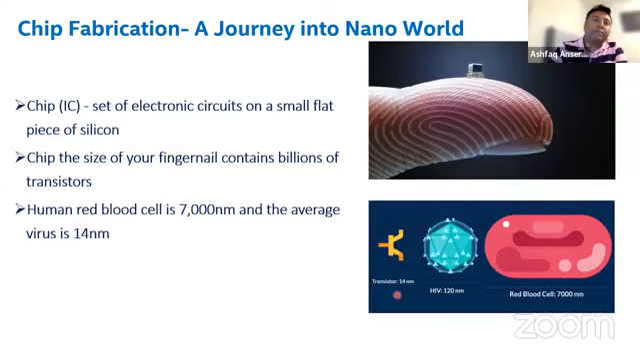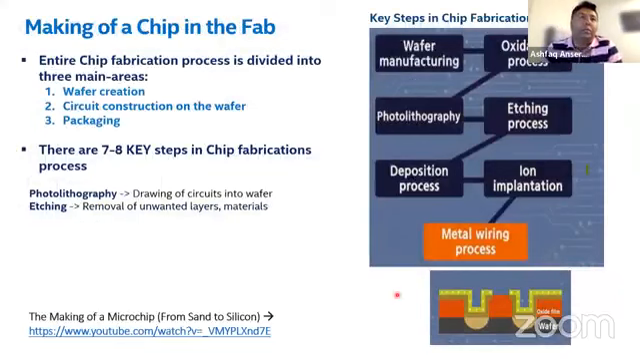the clean room. So let's talk about the fabrication steps, what we do in the clean room. Overall, in our fab structure, we create a wafer, and then we create a circuit on the wafer surface. And when the wafer is developed, the chip is developed, we send it for packaging, which is also a very important step. So there are 7 to 8 key chip fabrication steps in the fab. Let me give you a quick overview.